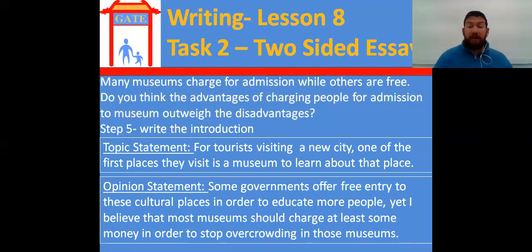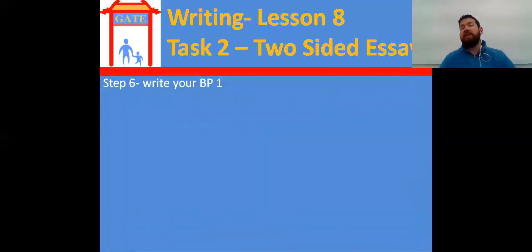My opinion statement. Some governments offer free entry to these cultural places in order to educate more people. Yet I believe most museums should charge at least some money to stop overcrowding in those museums. You see, I say most museums, at least some money. You know, I'm saying that I'm not very, very strongly to one side. My opinion is on this side, but it's not 100% over there. Okay, so now we've done that, let's get our BP1 started.